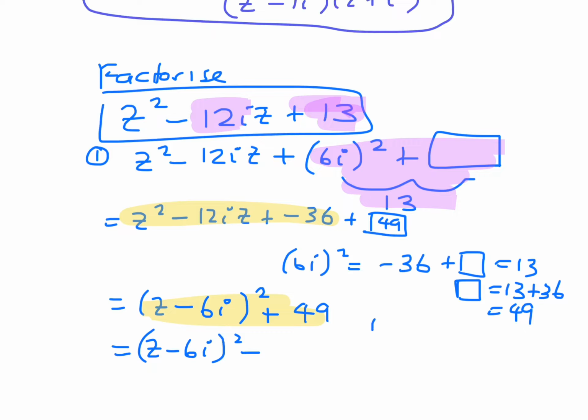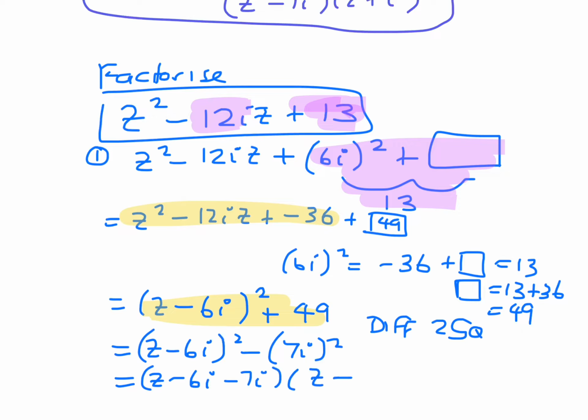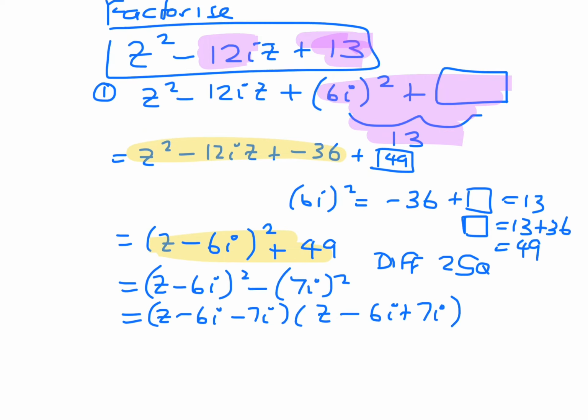Okay, so then that's z minus 6i squared. I'm going to write it as a difference of two squares. So it's minus 7i and square it. So it's z minus 6i, and then that would be minus 7i. Then it's z minus 6i plus 7i. So it's z minus 13i, z plus i, because 6 plus 7 is 13.